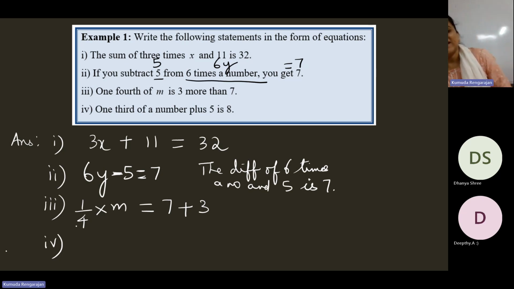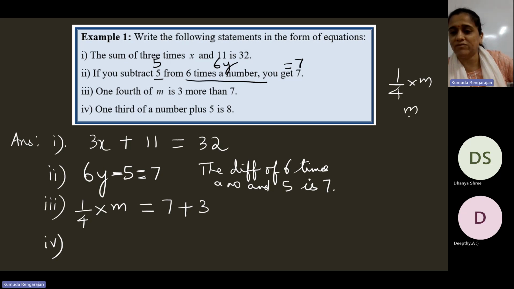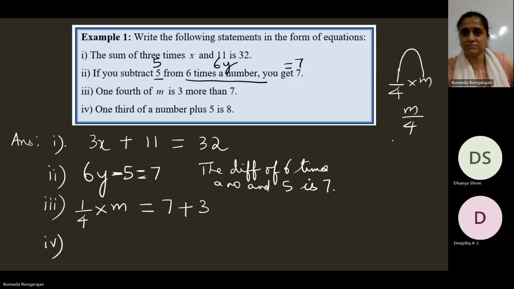For the third one, instead of saying 1/4 of m, you can say a number divided by 4, because 1/4 into m is nothing but m by 4. So you can say a number m divided by 4 is 3 more than 7. That's another way of saying it.